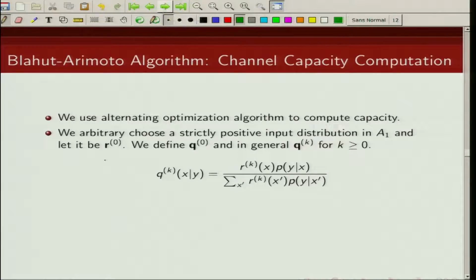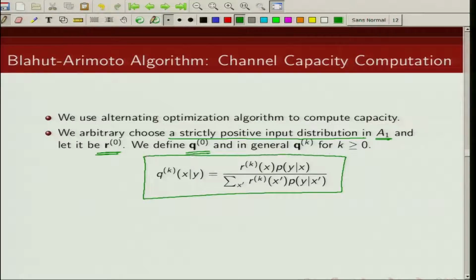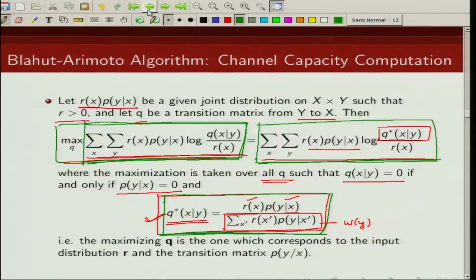So first we are going to choose a strictly positive input distribution, which I am denoting by R0. Of course, this belongs to this convex set A1, and we define q of 0, or in general q of k, by this relation. Why? If you recall, we have proved a lemma earlier, and this lemma is this.